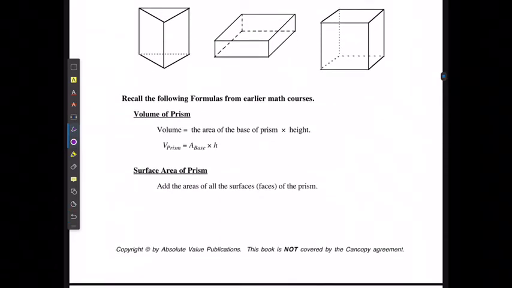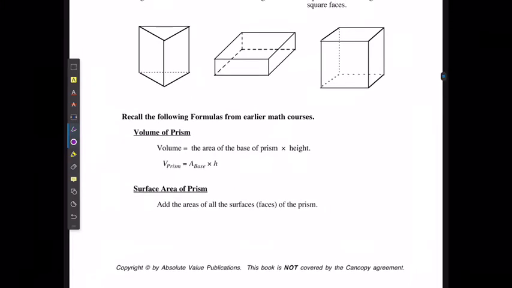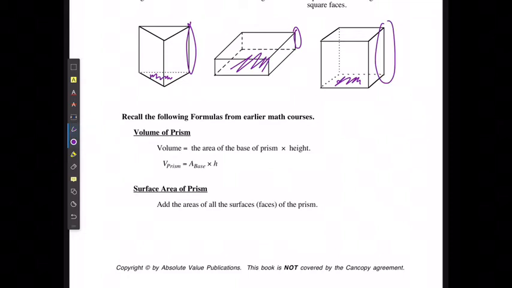Our formulas: the volume is just going to be the area of the base multiplied by the height. So if I can solve for the area of the base, I'm just going to multiply it by whatever the vertical height is. Same thing here: the area of this base on the bottom multiplied by this height. Or if it's a cube, the area of the base multiplied by the height, which is the same as the side length on the base. So that one I can actually just do cubed.